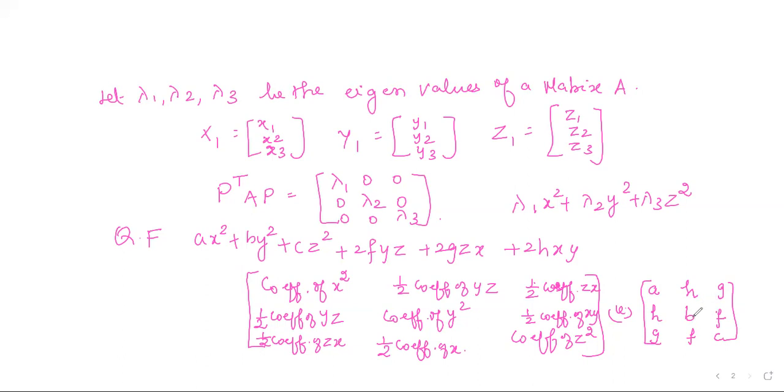So this is the first step in order to reduce the quadratic form to canonical form. First of all, we have to write down the matrix.